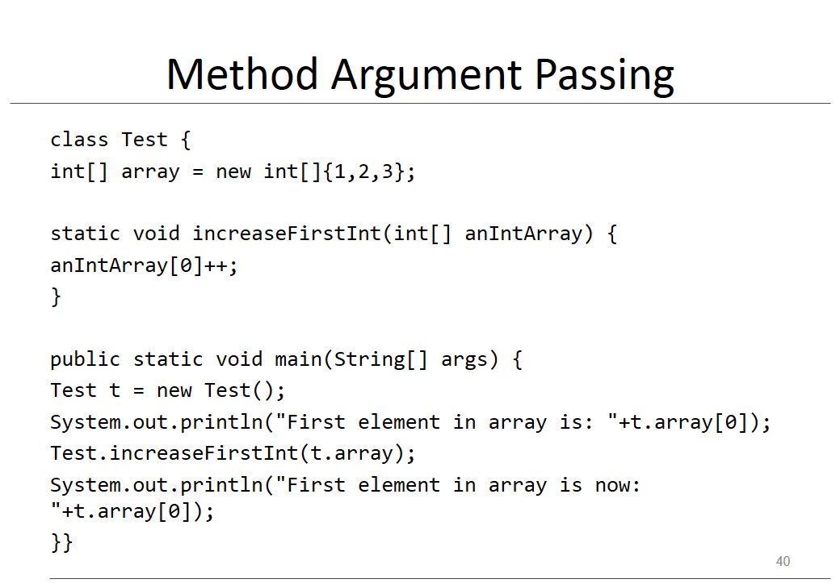In our main method, we first create a test object t and print the value of the array to the console. Obviously, the first value will be 1. We now call the method increaseFirstInt with t.array as its input variable. What happens now? Since t.array is a non-primitive data type, its memory address will be passed to the method increaseFirstInt. Let's say the memory address is 10. The method increaseFirstInt then increases the first element of the array stored at the memory address 10. If we then print out the value of t.array[0] in our main method, we will see that it is now 2 as anticipated.